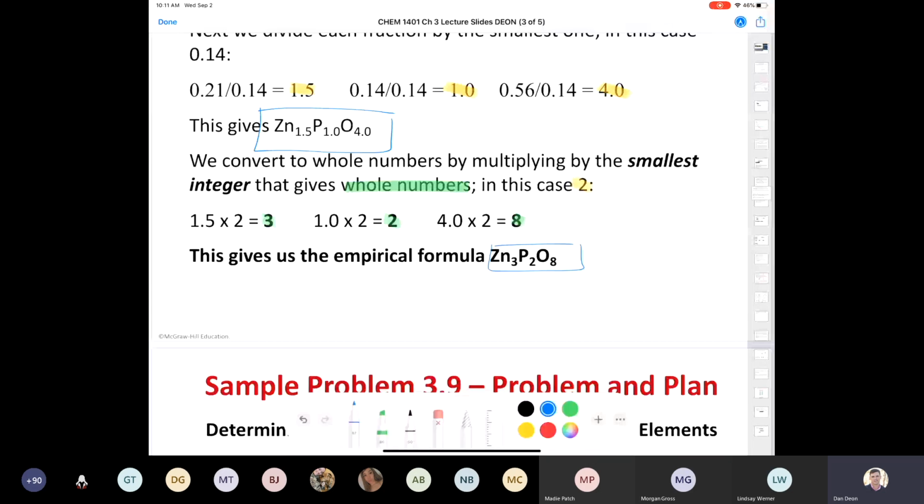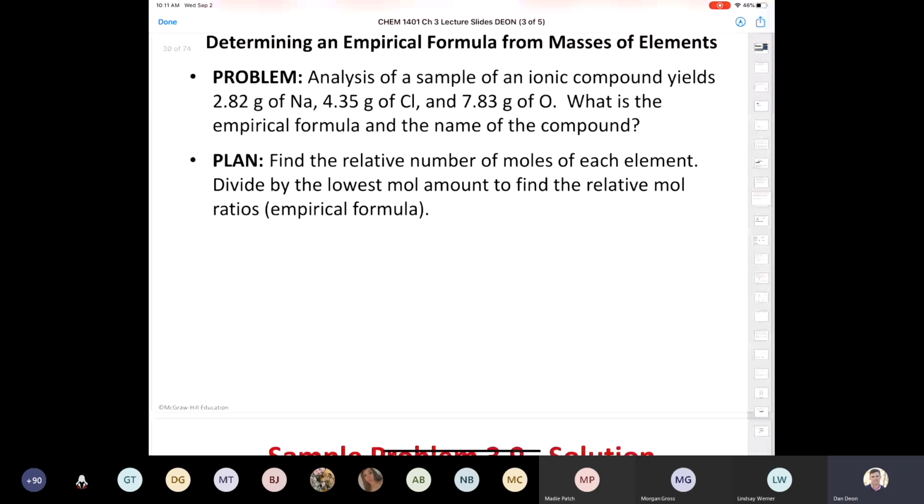All right, well, with that in mind, let's look at this example here. It says, analysis of a sample of an ionic compound yields 2.82 grams of sodium, 4.35 grams of chlorine, and 7.83 grams of oxygen. So literally, the person has a sample of some kind of compound. They know that it's made up of sodium, chlorine, and oxygen, but they don't know what the empirical formula is, and they're just trying to figure that out, and from that, they're going to get a name for that compound.